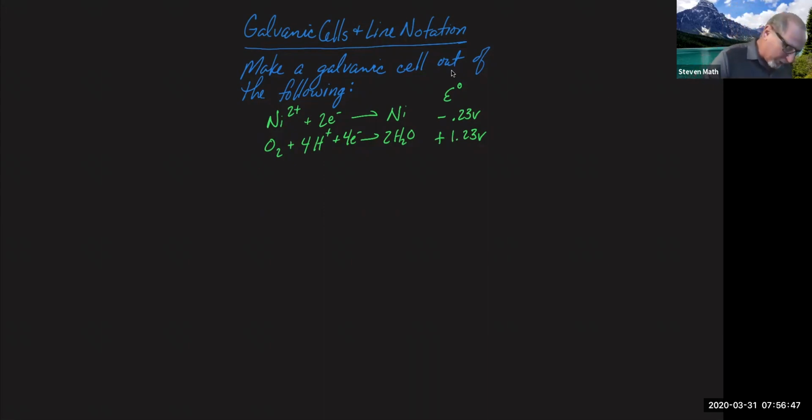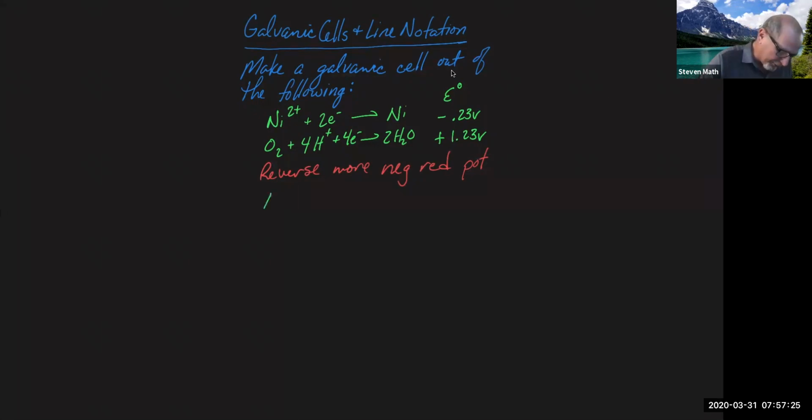So what we're going to do is reverse the more negative reduction potential. That is what I meant to say in there. And so in this case, if we come back and we do this, obviously negative 0.23 is a lot more negative than a positive 1.23.